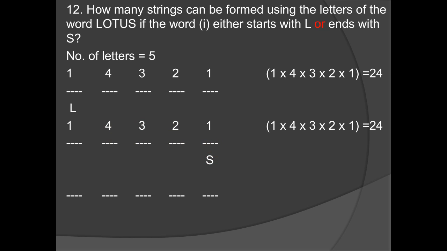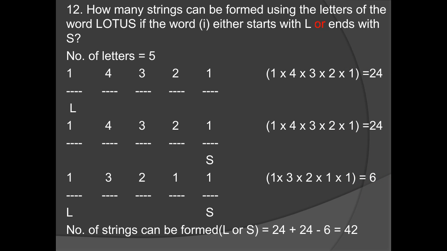So I am going to find the strings starting with L and ending with S. Starting with L means that place is occupied in 1 way, and ending with S, this place is filled in one way. So how many letters remain? 3, then 2, then 1. So in total 6 ways. From the total I have to subtract this 6, which gives the required answer. So the number of strings that either start with L or end with S is 24 plus 24 minus 6, which is equal to 42.